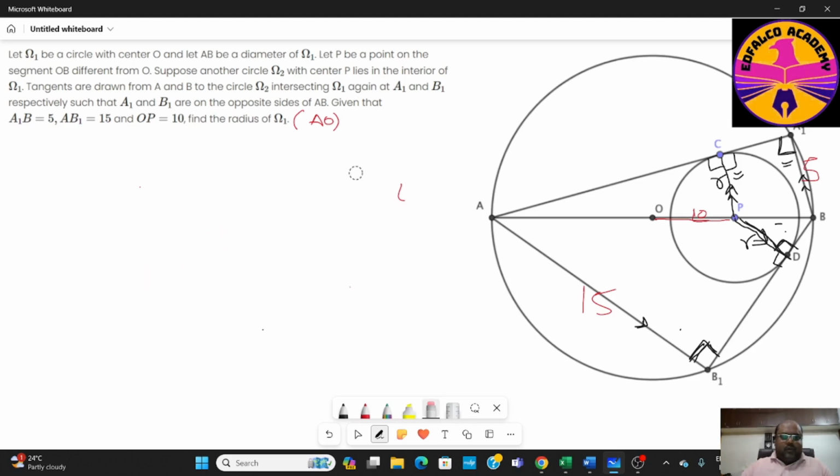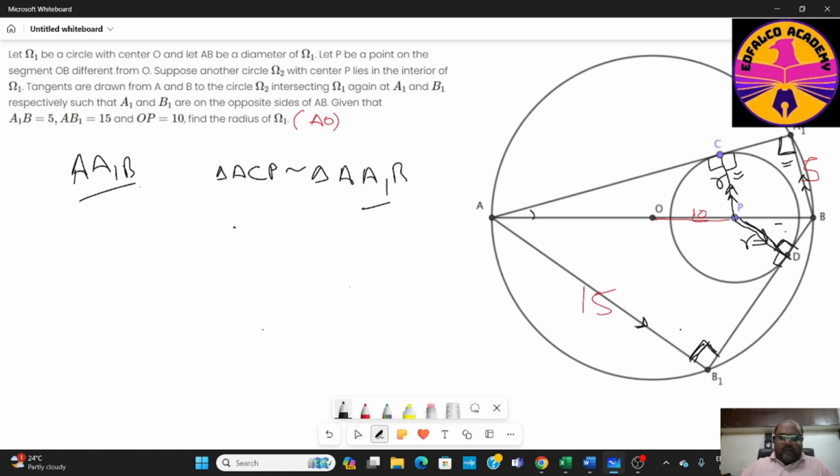If you look at these two triangles, triangle ACP will be similar to triangle A1B. Why is it similar? Because angle A is the same, angle C is 90 degrees, and angle A1 is also 90 degrees. Obviously, the third angle is also going to be the same. All three angles are the same, therefore these two triangles are similar.